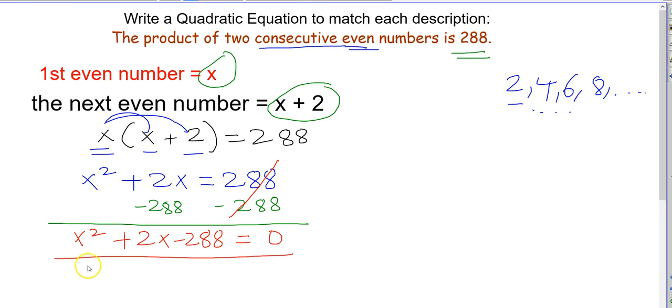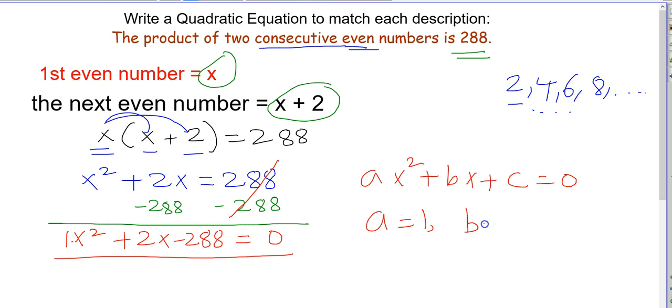And if I want to match it with the standard form of a quadratic equation, ax squared plus bx plus c equal to 0, I have here a. Is there anything beside x squared? No, so I can write 1. So your a is equal to 1, b is equal to 2, and c is negative 288.